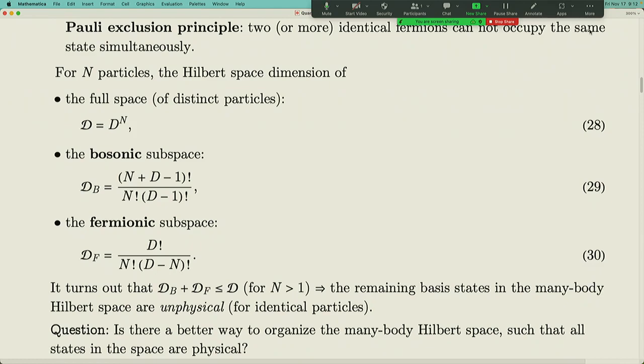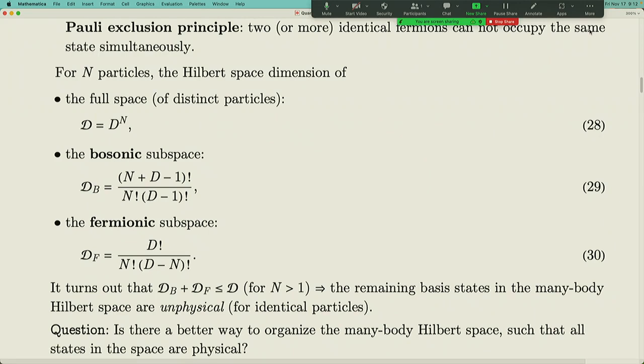Or alternatively, you can say you want to choose where the balls are. That's the same combination number, and that number is given by (n plus d minus 1) factorial over n factorial. So that's the number of states in the boson Hilbert space. So this is the combinatorial problem where you use these ideas.